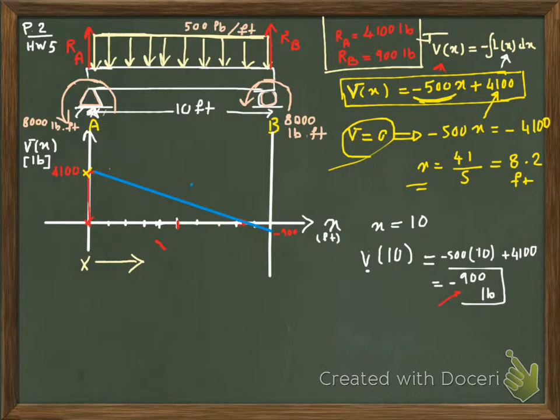RB was 900, right? So I have to go 900 up here, which means I end up at 0. If I don't end up at 0, then something was wrong. So you can see that the slope is minus 500, exactly like that. Downward, negative. Alright, so for you to see that better, I will do that. Okay, so we're done with that. So now let's move on to our moment diagram.